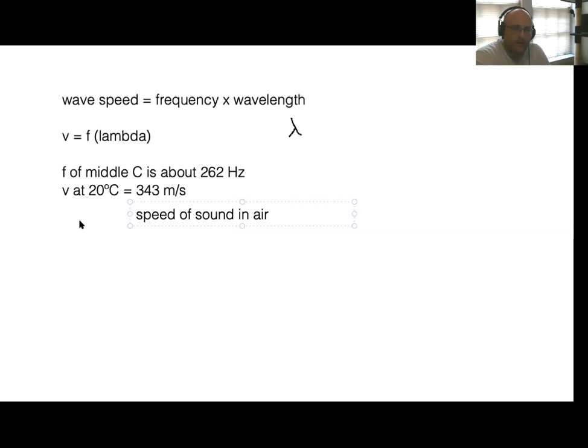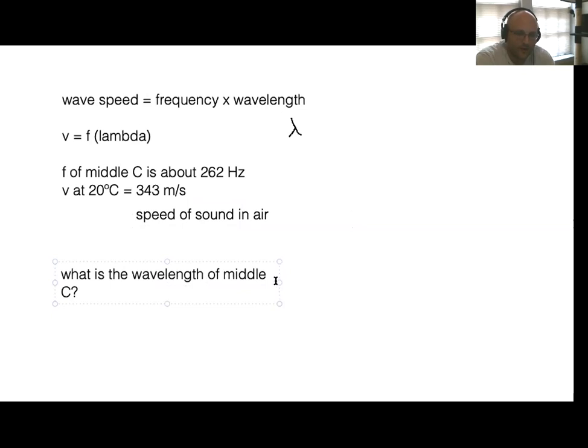So the speed of sound is 343 meters per second. The frequency is 262 hertz. So what does that mean? Well, the question I'm going to answer is, what's the wavelength of middle C, and then I'll show how this might affect some musical issues.